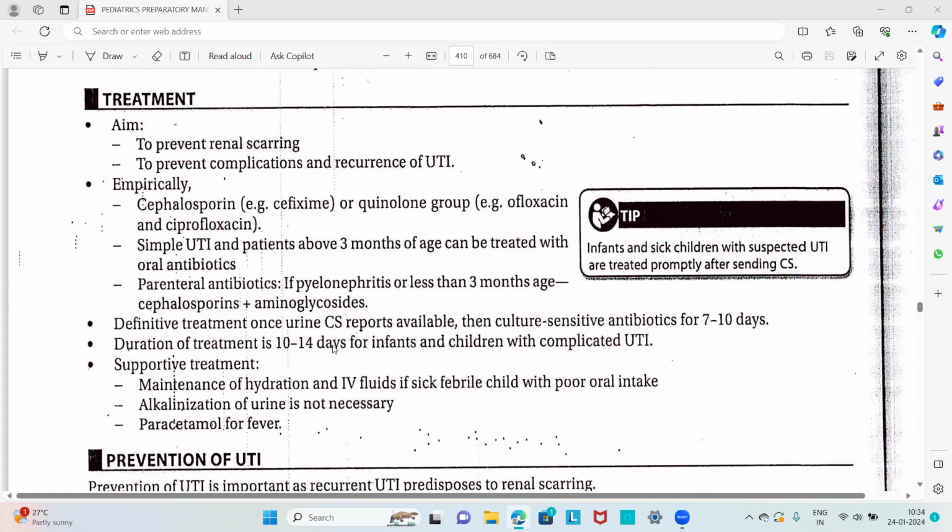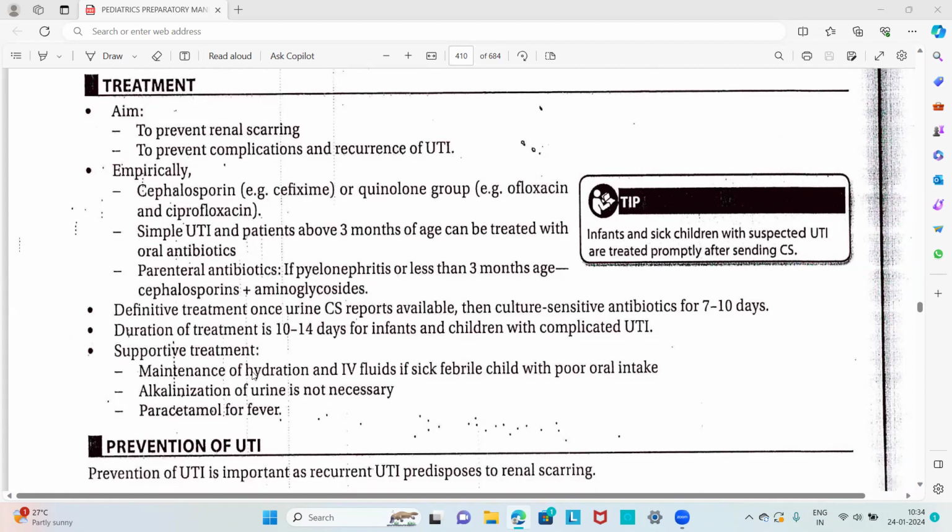Duration of treatment is 10 to 40 days for infants and children with complicated UTI. Along with this antibiotic therapy, we have to give supportive treatment in the form of maintenance of hydration, and IV fluids if it is a sick febrile child with poor oral intake. Alkalization of urine is not necessary, and paracetamol for the fever. So these are the supportive treatments for the urinary tract infection.